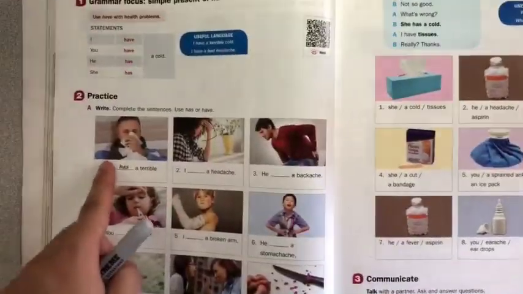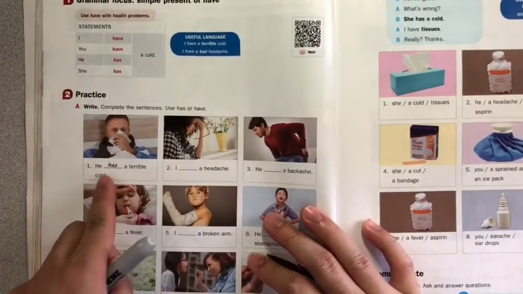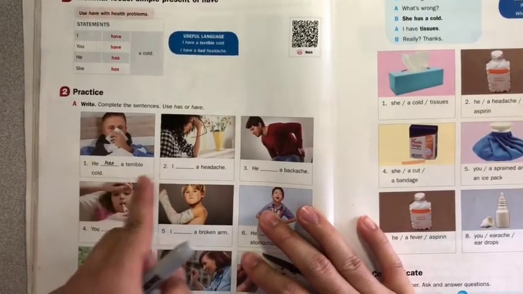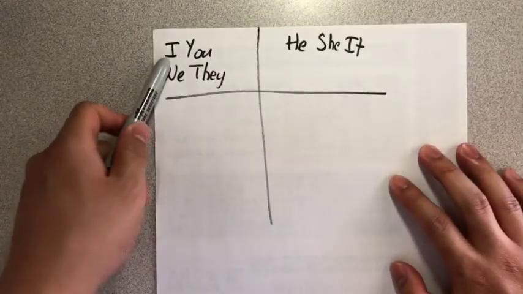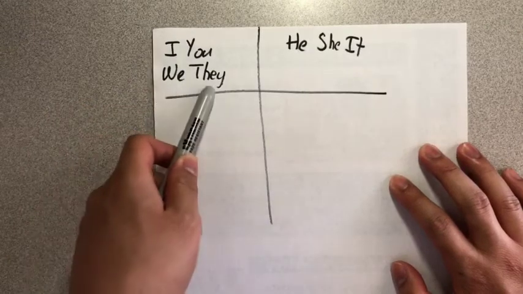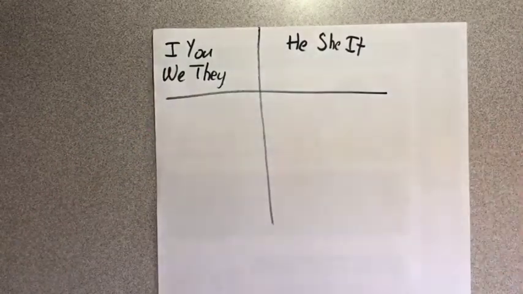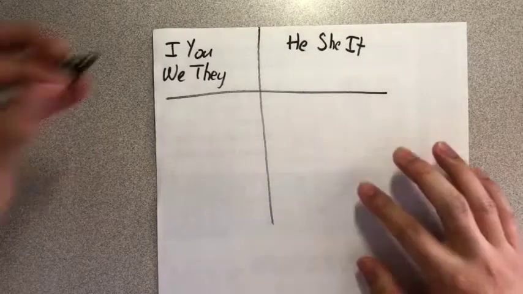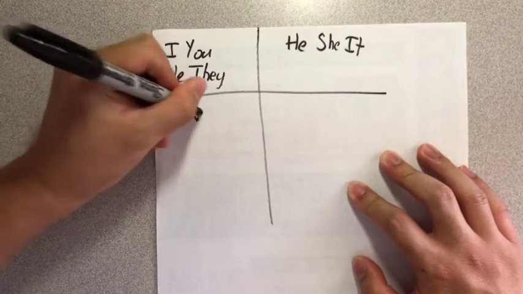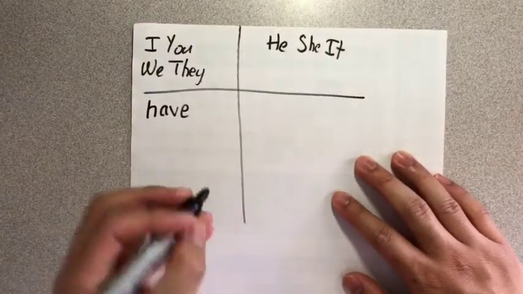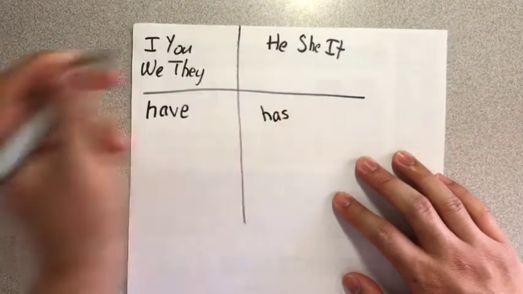So in the book, we talk about symptoms. Like this one. This one says, he has a terrible cold. And this one is, I have a headache. So you need to understand the difference between has and have. So we have I, you, we, they, he, she, it. So over here for I, you, we, they, we say have. He, she, it has.